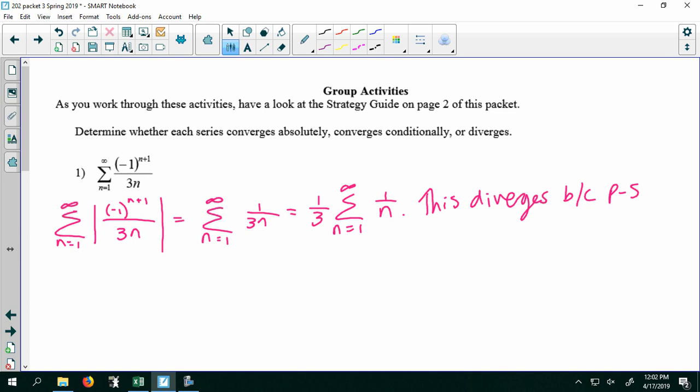Because it's a p series with p equal to 1, this is definitely not absolutely convergent. So I have to move on to testing the alternating version of this series.